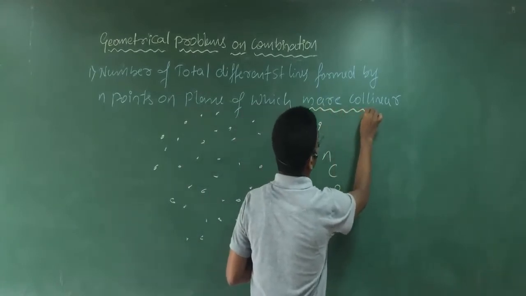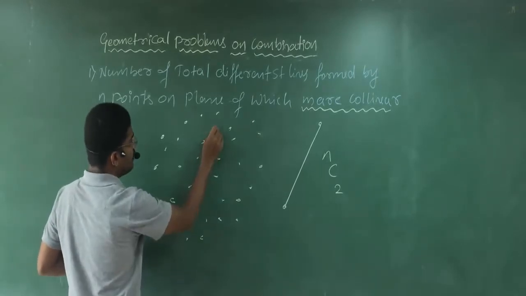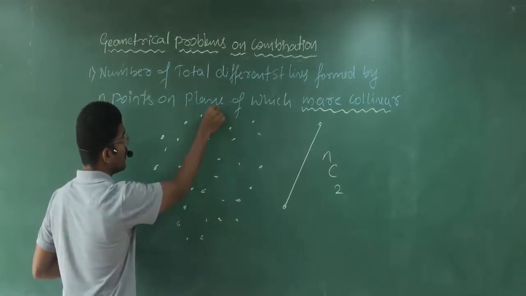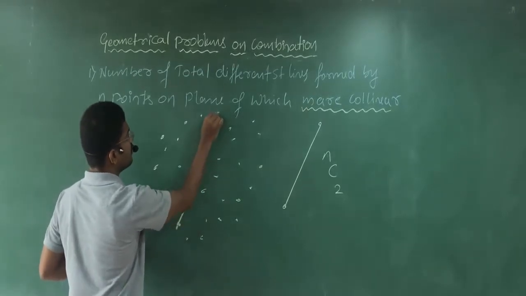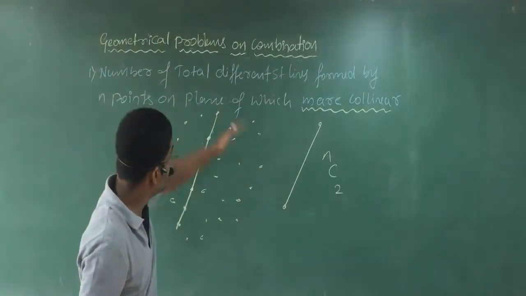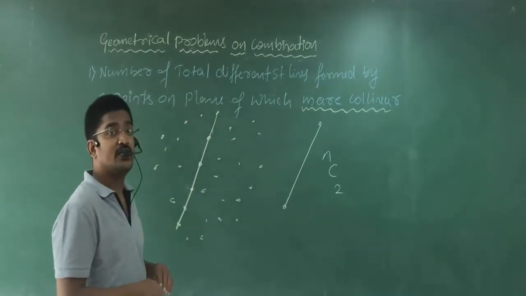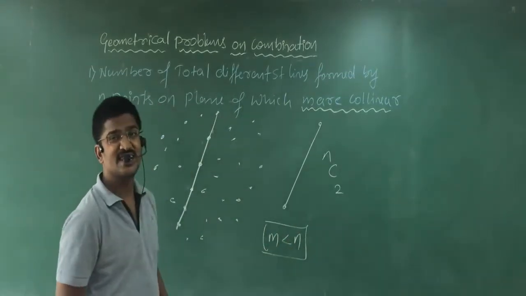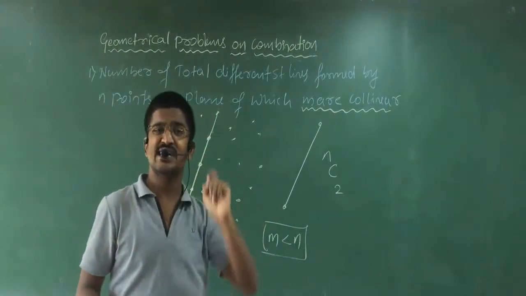But see here, m are collinear. M are collinear means there are some points which are collinear like this. These are the m points, that means these are the m number of points out of n. There are n number of points, and out of these n points, there are some m number of points. That means m is lesser than n. There are m points which are collinear, that means they are on the same line.